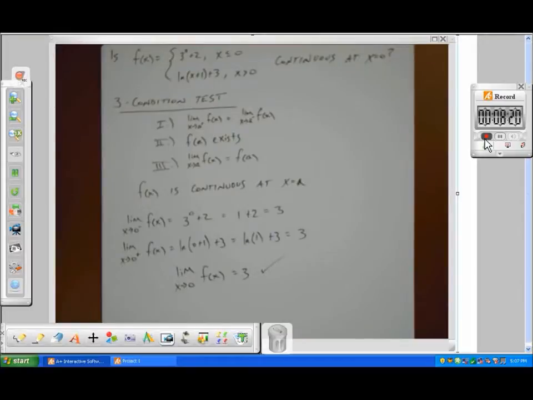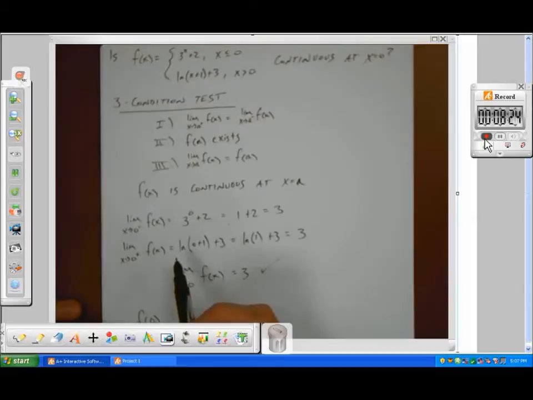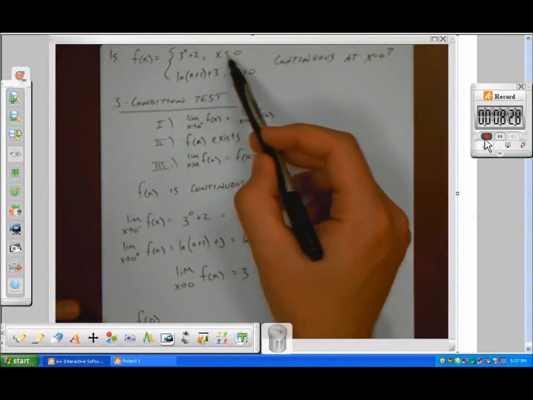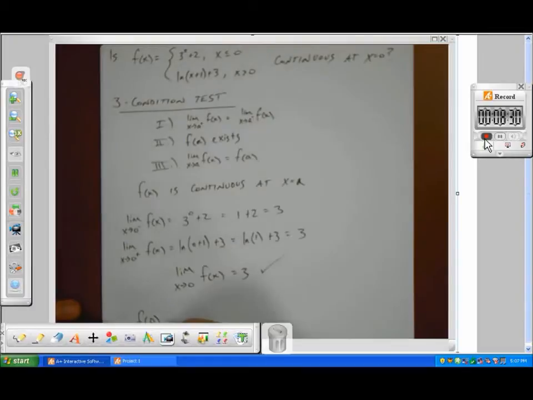Now I need to check condition 2. F of 0, well, I come back up to the original function. I would put the 0 into the top branch because that's where x is equal to 0. This would be 3 to the 0 plus 2, which is 3. So it does exist. It's 3. I've proven condition 2. Now I need to check the last condition.